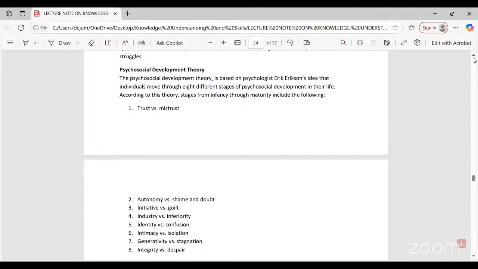The psychosocial development theory is based on psychologist Erik Erikson's idea that individuals move through 8 different stages of psychosocial development in their life. According to this theory, the stages from infancy through maturity include the following: trust versus mistrust, autonomy versus shame and doubt, initiative versus guilt, industry versus inferiority, identity versus confusion, intimacy versus isolation, generativity versus stagnation, integrity versus despair. This is a theory of what? Development. You can see that a child becomes somehow, and that follows that child into adulthood. You may need to check at what stage in the life of this child that this problem started. Like I said, stage 1, trust versus mistrust, is age 0 to age 1.